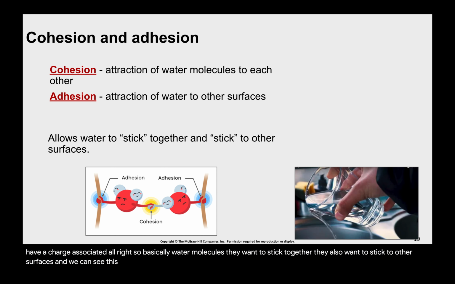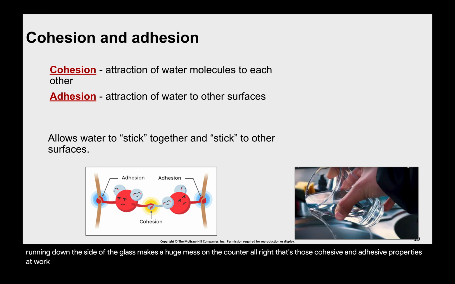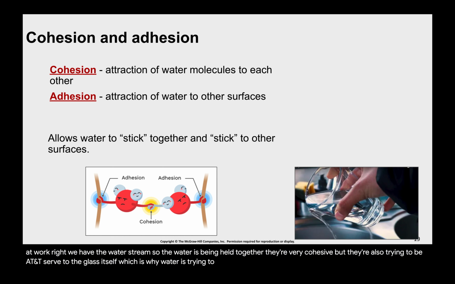And we can see this in action if you've ever tried to pour out a glass of water and it does not pour cleanly. It starts running down the side of the glass, makes a huge mess on the counter. That's those cohesive and adhesive properties at work. We have the water stream, so the water is being held together. They're very cohesive, but they're also trying to be adhesive to the glass itself, which is why water's trying to cling to the glass before it falls.